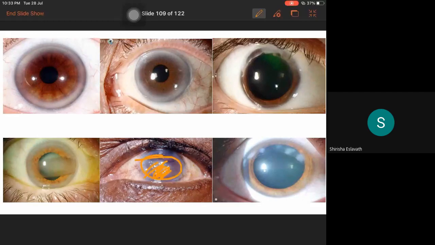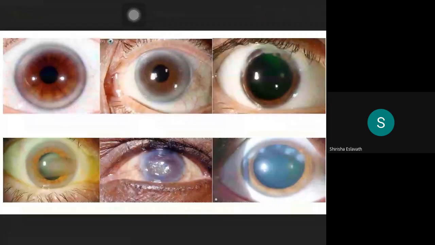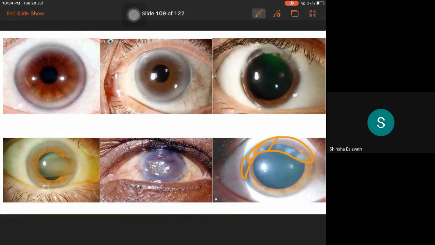Then you have Salzmann's nodular degeneration. These are bluish white avascular nodules on the cornea. Normally we see this kind of lesion after previous corneal surgeries or in contact lens wearers. And how to treat? Again, it's a lamellar keratoplasty. You take out these parts and put in healthy donor cornea.